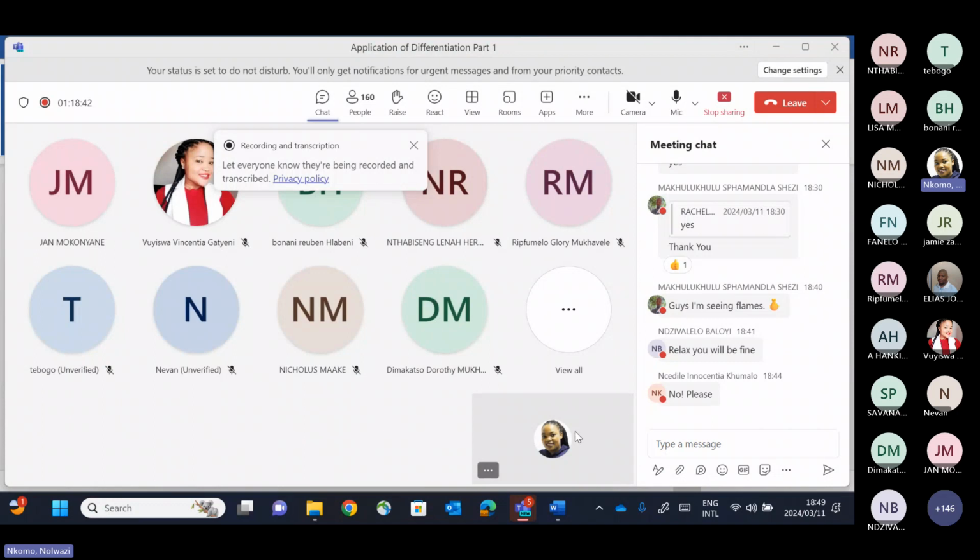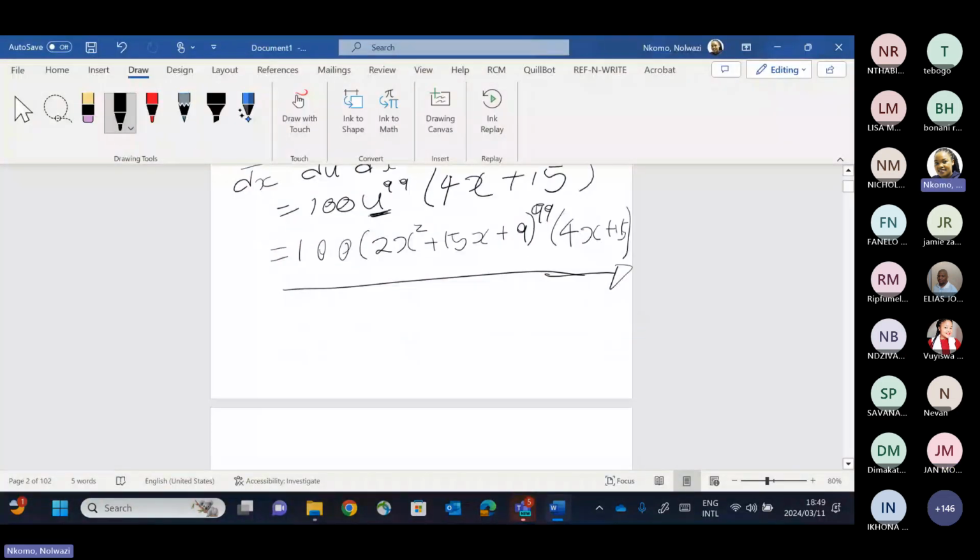I don't know. Which one, guys, do you prefer? This one or the other one last time? This one. This one is very much shorter. This one. Thank you.